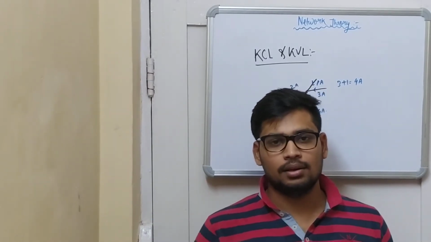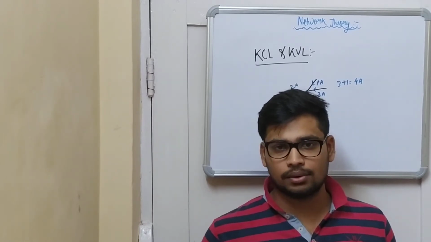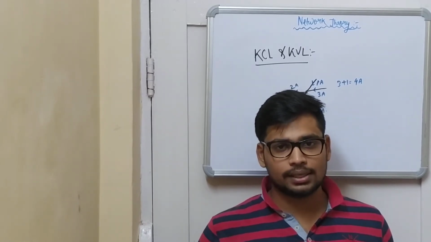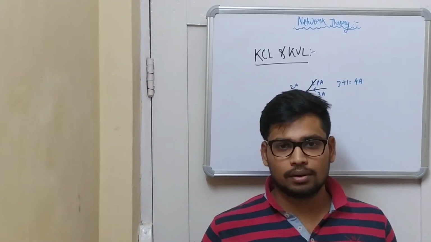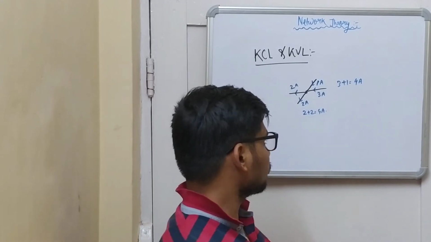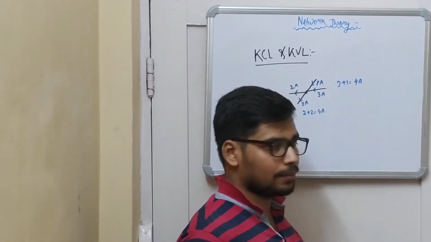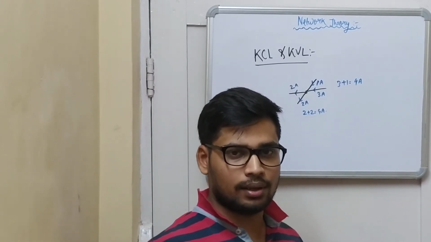KVL is Kirchhoff's voltage law, and it states that the summation of voltages in any closed loop is always equal to 0, and it is also known as the conservation of energy. We'll discuss this KCL and KVL with the help of an example. I'll discuss it later in this video.